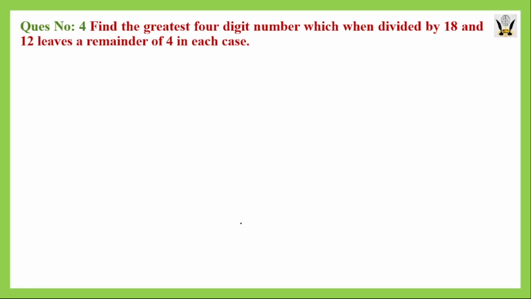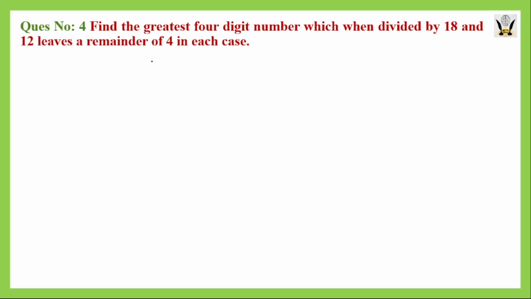So if a number is completely divisible by 18 and 12, we can say that number will be a multiple of 18 as well as 12. That means that number will be a common multiple of 18 and 12. But this time we are going to find the greatest 4-digit number.